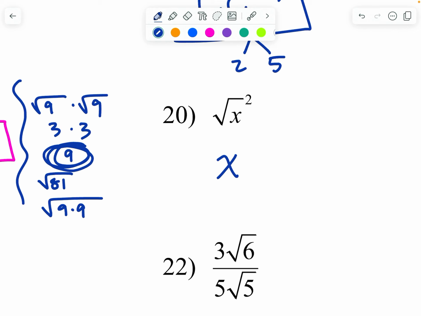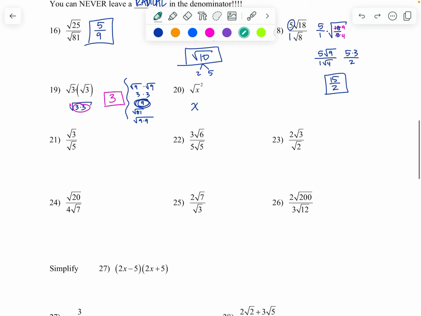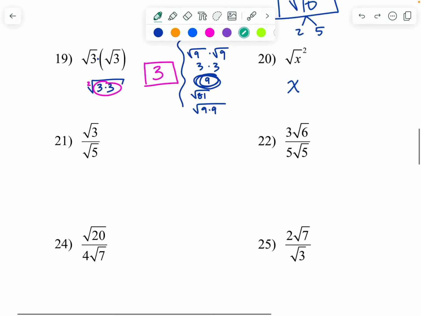Next year in Algebra 2, you're going to talk about, actually, you have an absolute value on there because there's stuff going on with positives and negatives, but we're saving that for next year. Don't worry about it this year. We are going to use the facts from 19 and 20 to help us make number 21 work.